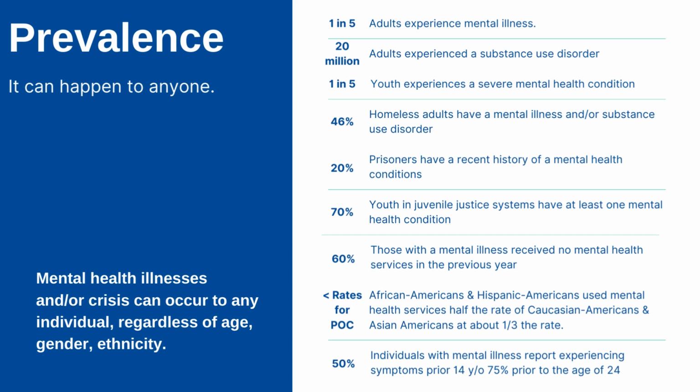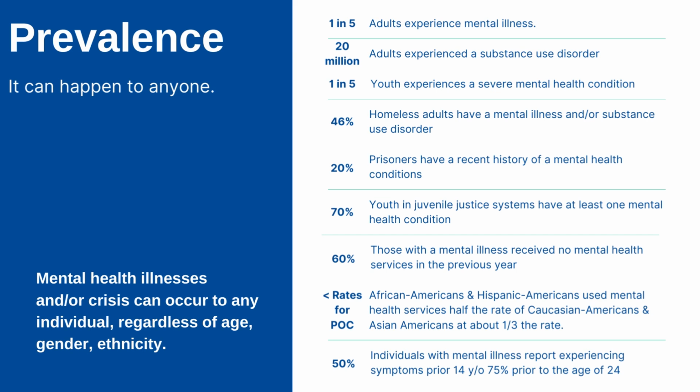When it comes to our homeless population, 46% of adults staying in shelters report having a mental illness and/or substance use disorder. When it comes to our incarcerated, 20% of the state prisoners and 20% of local jail prisoners have a recent history of a mental health condition. And 70% of youth in the juvenile justice system report having at least one mental health condition.